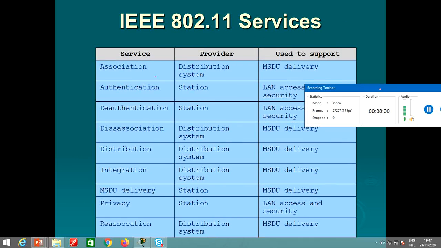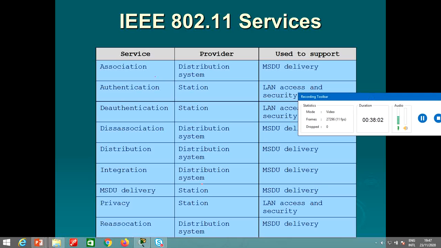Now let's talk about certain 802.11 services. 802.11 defines a number of services that are to be provided by the wireless LAN to provide the functionality. This table lists the key services and indicates the two ways to categorize them. We have association, authentication, deauthentication, disassociation, distribution, integration, MSDU delivery, privacy, and reassociation services.